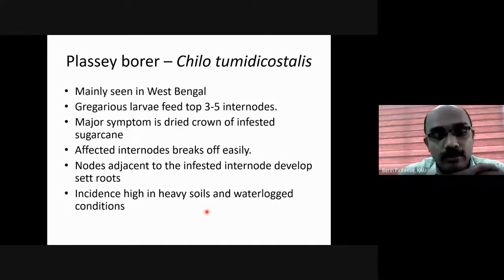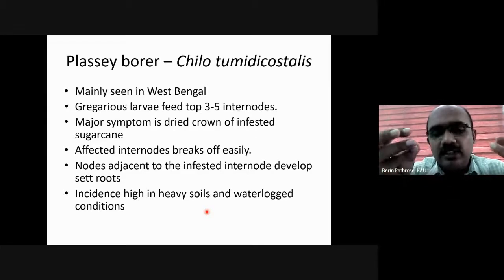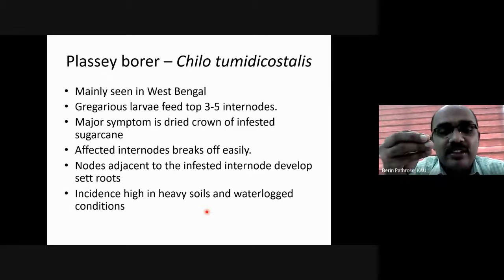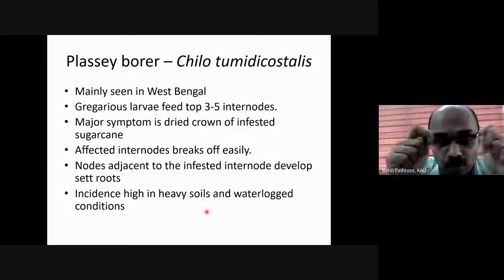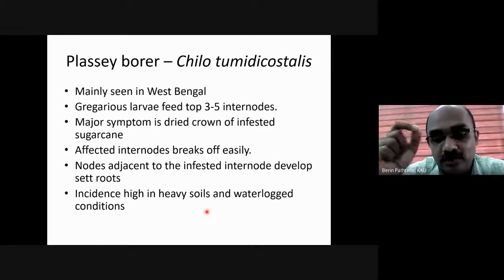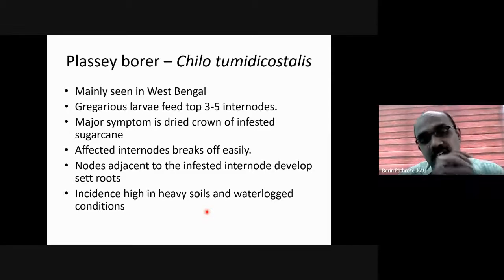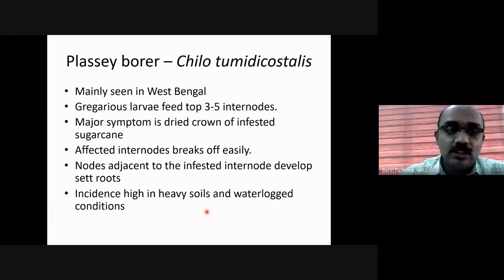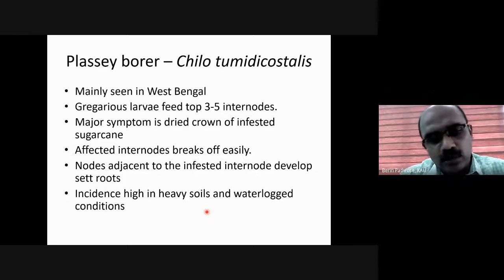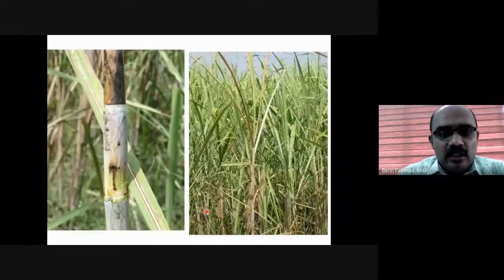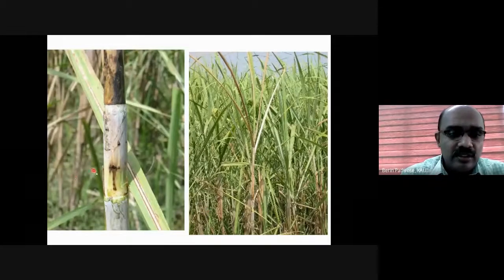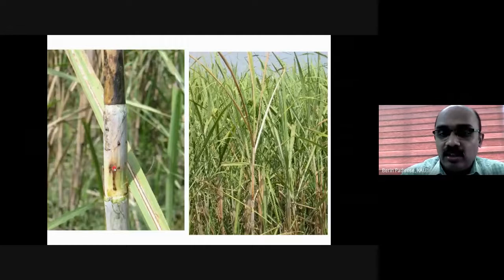Again, the affected internode breaks off easily, and the nodes which are close to this affected internode develop set roots. The roots will come out of the nodes close to the affected internodes. Heavy soils, that means clay soils and waterlogged conditions, favor the multiplication of this pest. So just remember Chilo tumidicostalis, the scientific name is sufficient. See, it attacks the internodal area. You can see drying up of the cane.